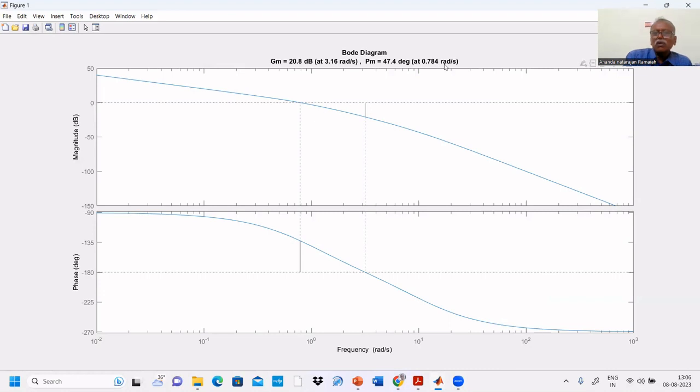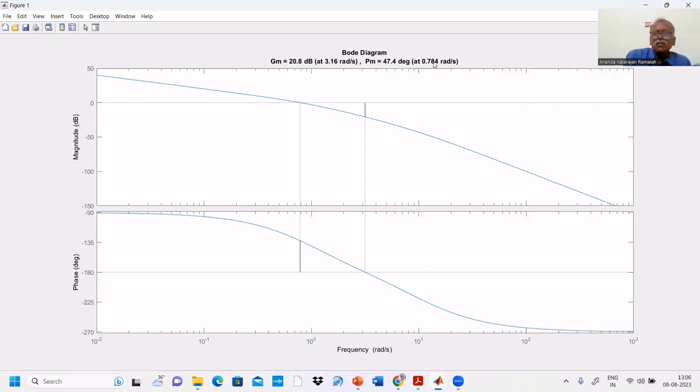Phase margin: where it crosses 0 dB, it crosses at 0.784 in MATLAB, but we got 1. This is because the Bode plot is an approximate plot and there will be error at corner frequencies. The error at the corner frequency is 1 minus 0.784, about 0.22. MATLAB gives the actual plot, while the Bode plot is approximate at the corner frequencies. That's why there is this difference.